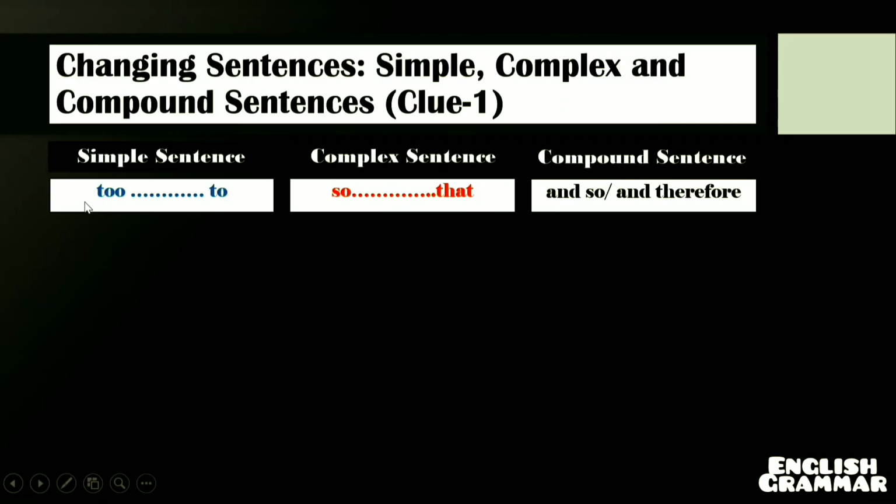Clue 1. If you find "to" in a simple sentence, you have to write "that" in a complex sentence at the time of transformation. And if you want to make a compound sentence, you need to write "and so" or "and therefore."